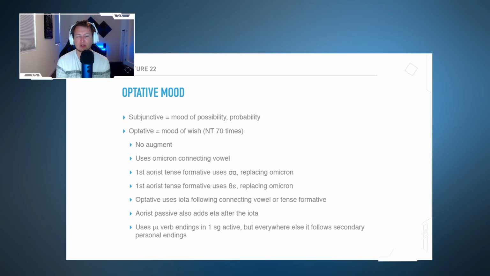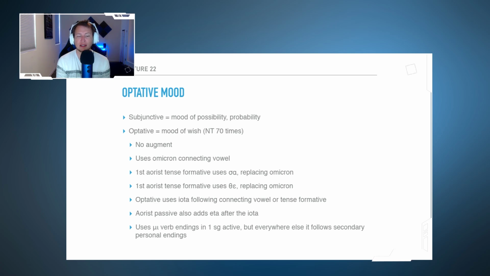The aorist passive tense formative uses theta epsilon, replacing the omicron. The optative uses iota following the connecting vowel or tense formative. So you'll either have omicron iota, or you'll have sigma alpha iota, or theta epsilon iota. And then the aorist passive also adds eta after the iota. So with the aorist passive, you'll have theta epsilon iota eta. You're like, what? It's easy to find because you'll be like, what?